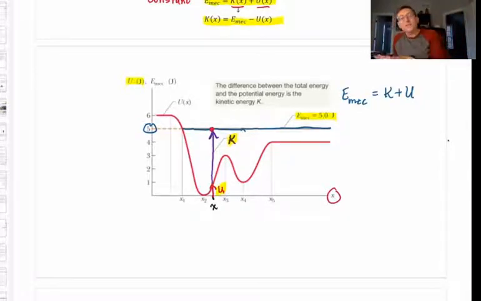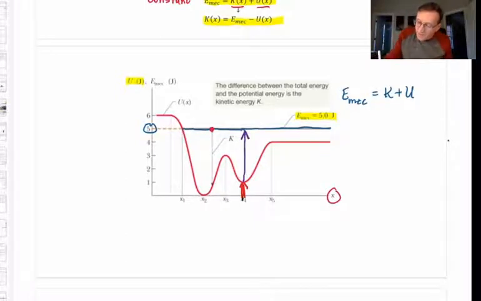And so you can just look at this diagram now and see how the kinetic energy changes as the particle's x changes. What if the particle is at, let's pick a different location, what if it's at x4? Right here. Then this is how much potential energy it has, however high that is. And then from there up to the mechanical energy line, that's how much kinetic energy. So that much is potential, and that much is kinetic.